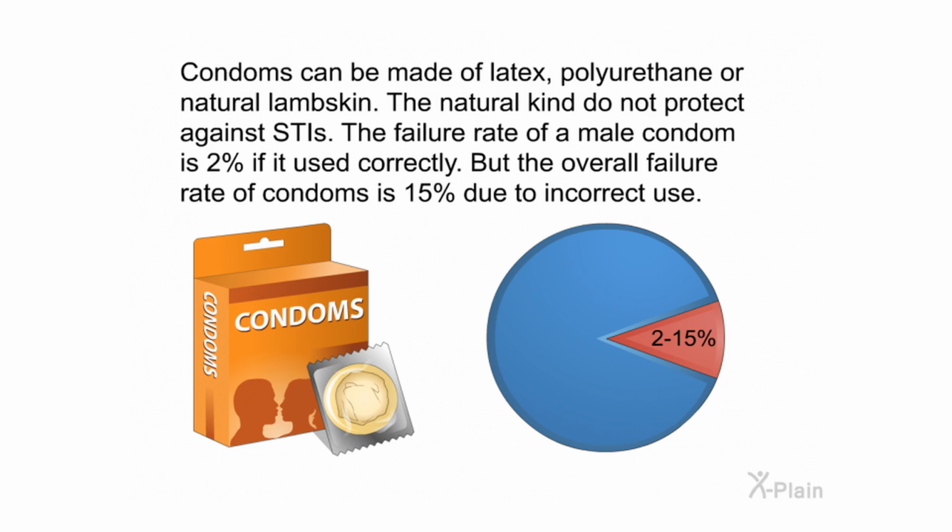Condoms can be made of latex, polyurethane, or natural lambskin. The natural kind do not protect against STIs. The failure rate of a male condom is 2% if it is used correctly, but the overall failure rate of condoms is 15% due to incorrect use.